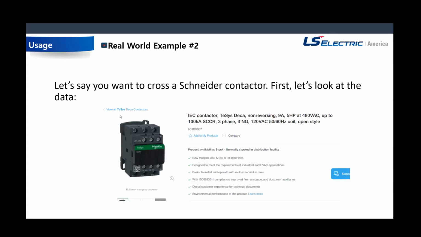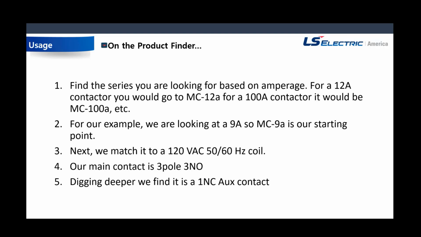Let's do another real world example. Say you want to cross the Schneider contactor. So we have all the information here from their website. Non-reversing 9 amp, 5 horsepower, 240 volt, 3-phase, 3NO, 120 volt AC, 50-60 hertz coil. So we go into the product finder and find the right category.